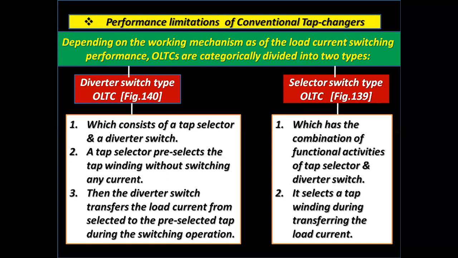Diverter switch type OLTC, one which consists of a tap selector and a diverter switch. Number two, a tap selector pre-selects the tap winding without switching any current. Number three, then the diverter switch transfers the load current from selected to the pre-selected tap during the switching operation.